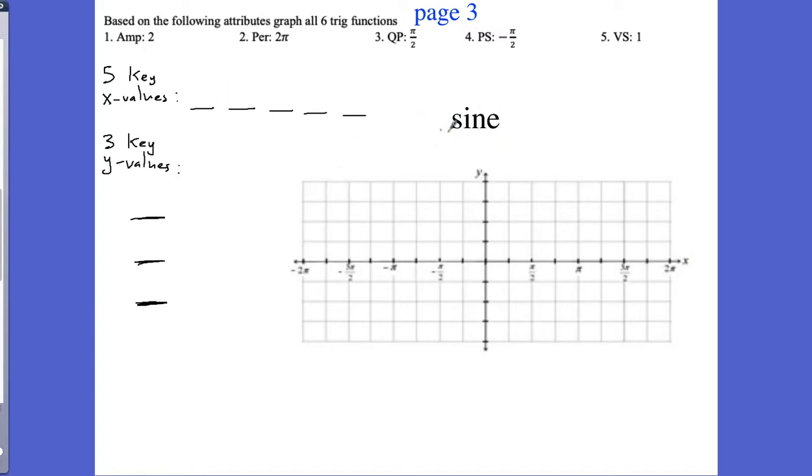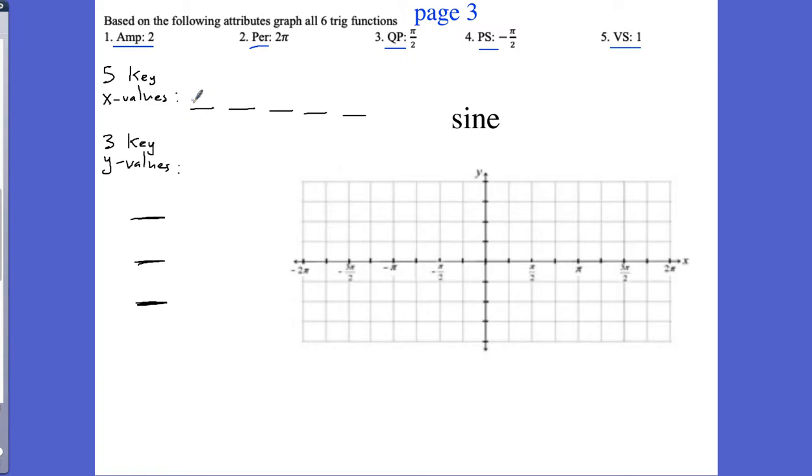All right, so when we're graphing a sine function, for these problems on page 3, all of the attributes were given to you. So we have the amplitude, the period, the quarter period, the phase shift, and the vertical shift. Using these attributes, we're going to draw a positive version of each of the 6 functions, starting with a sine curve.